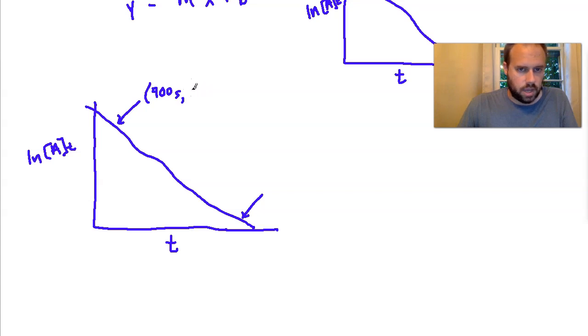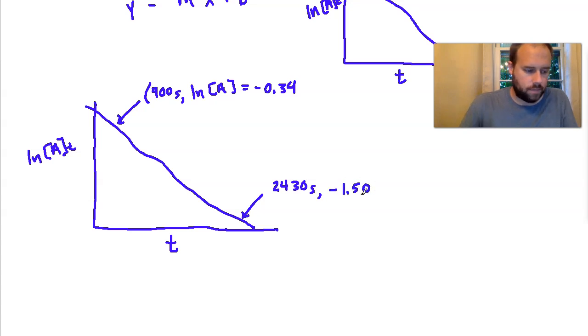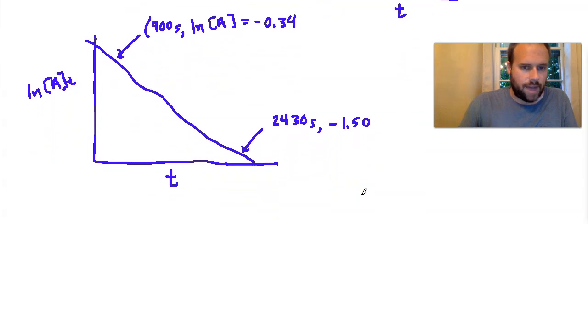And it will be an ln of A equal to negative 0.34. Okay, and then we come down and we find a second point here. We'll say that this is at 2,430 seconds, and at this point the value is negative 1.50 for the ln of A. So I can find negative k, since negative k is the slope.